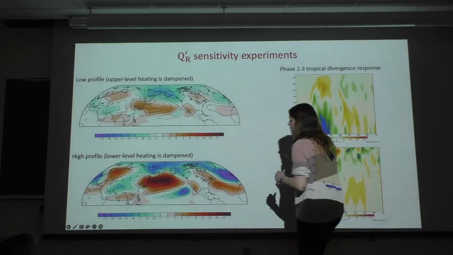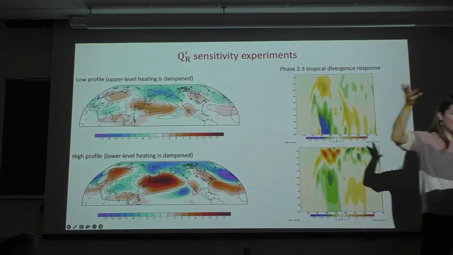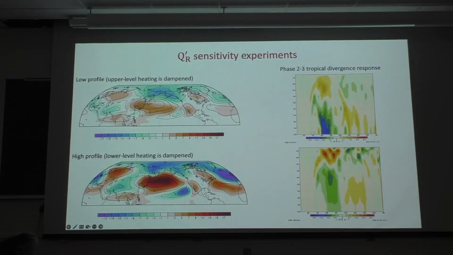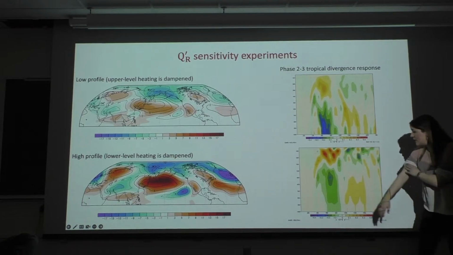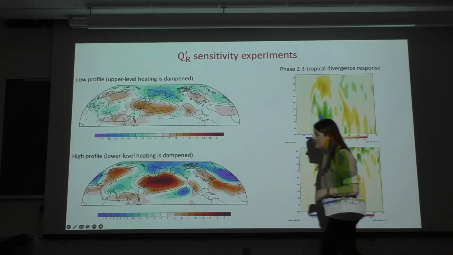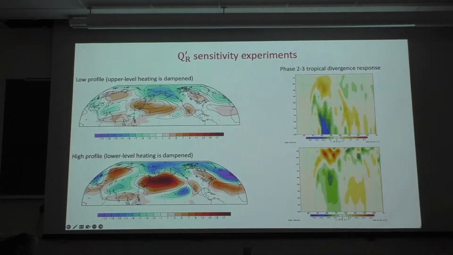Whereas if you have a high profile, such that you have a lot of heating in the upper levels, then we get really strong upper-level divergence, weaker lower-level convergence, and a really strong response, right? So the heating up high is really, really important for the magnitude of these.